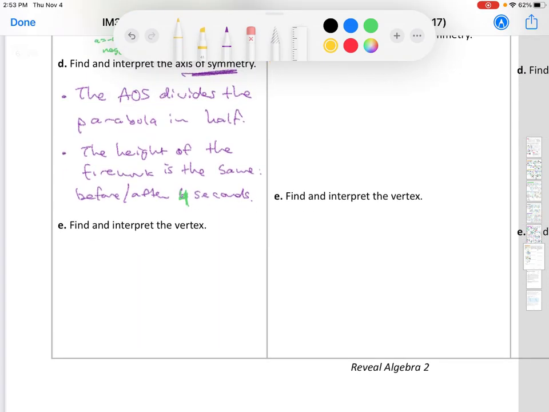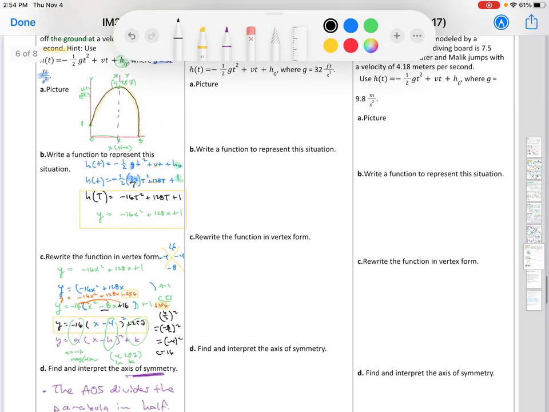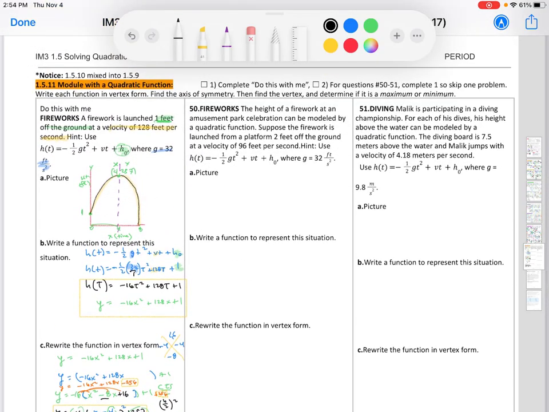Okay, find and interpret the vertex. So the maximum, why is it a maximum? Because it reaches its highest point. So the maximum of the firework reaches, what was your Y value? 257 feet after, so I'm going to put that's your Y axis, after how many seconds? After 4 seconds. Okay, so we're just putting some application to our quadratics.